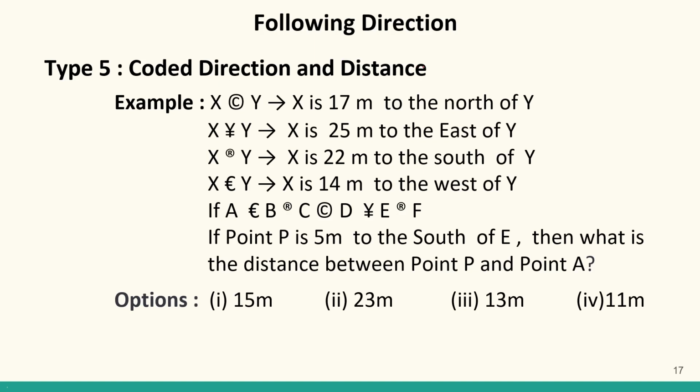Coded direction and distance. So in coded direction and distance, we use the same concept that we used in coding-decoding. So C is a symbol and it is coded by 17 meter. Similarly, this is a symbol which is coded by 25 meter to the east. Similarly, this is a symbol which is coded by this, and this is a symbol which is coded by this.